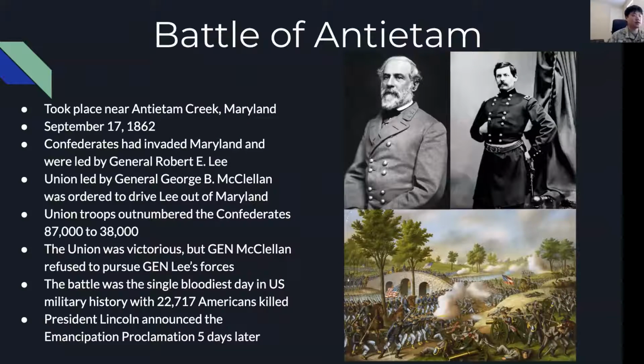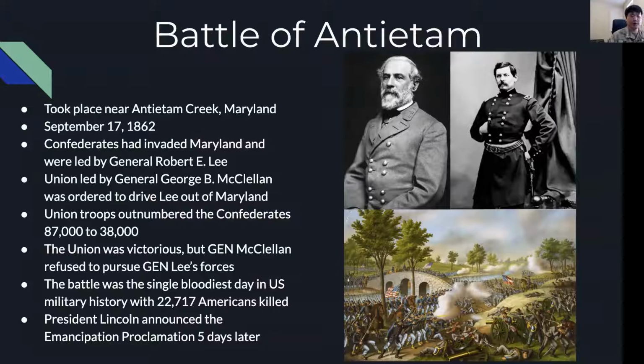So the battle took place on September 17th in 1862. Like I said, the Confederates had invaded Maryland, and they were led by General Robert E. Lee. We remember him. He captured John Brown during his raid on Harper's Ferry, the arsenal in Harper's Ferry. The Union troops were led by General George B. McClellan, who was ordered to drive Lee out of Maryland.